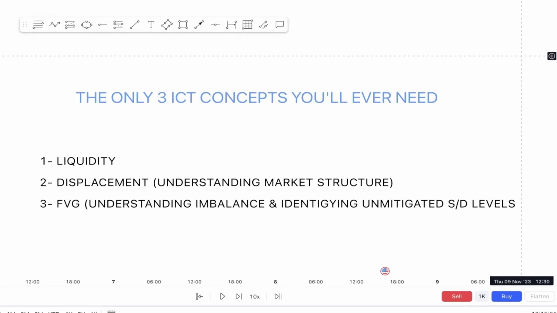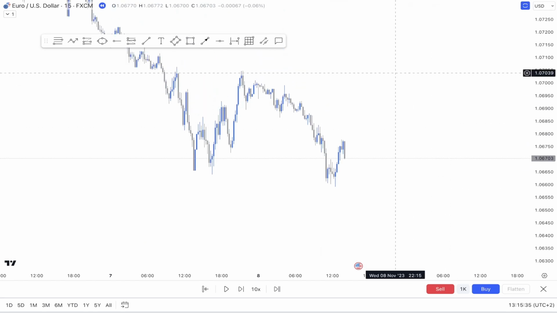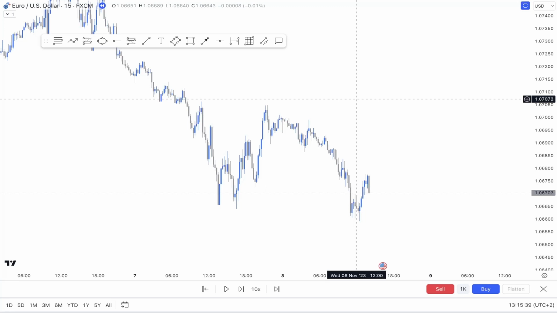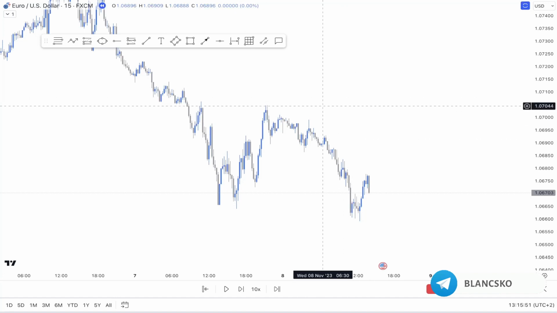The first one is liquidity, understanding liquidity. This was a massive step forward for me because when I first started trading, I used to trade using the retail support and resistance trading method, which of course can be profitable. But I did find that I was getting stopped out pretty often. Okay, why? Because I wasn't understanding liquidity.